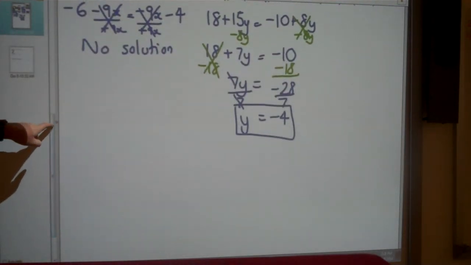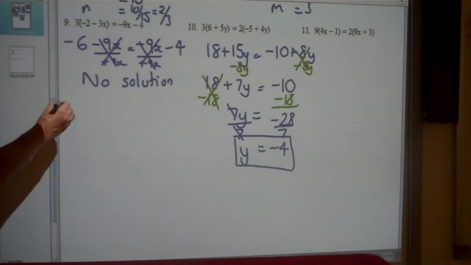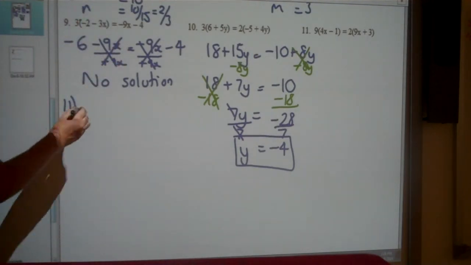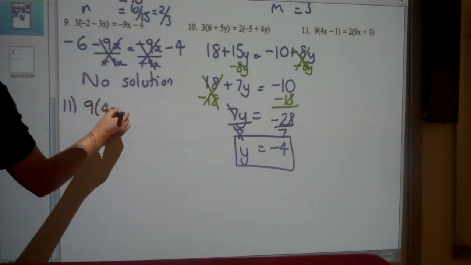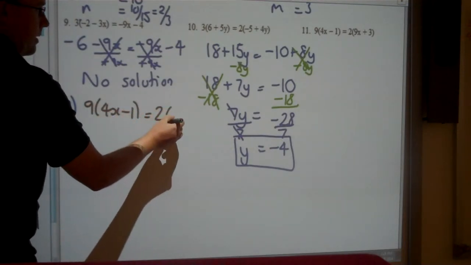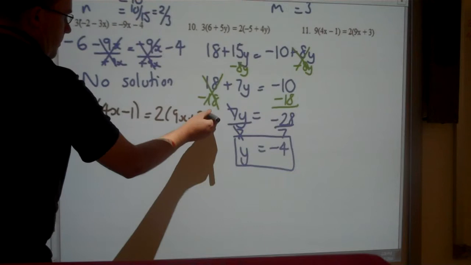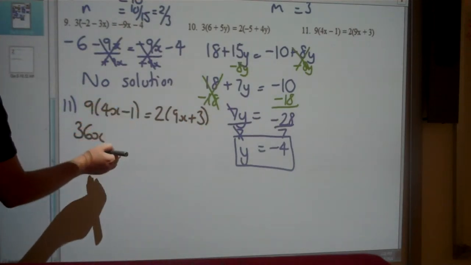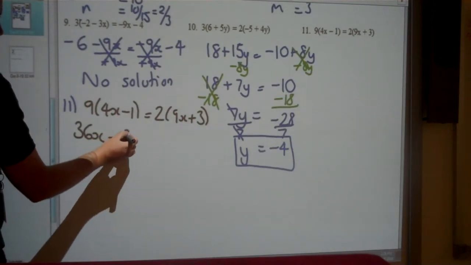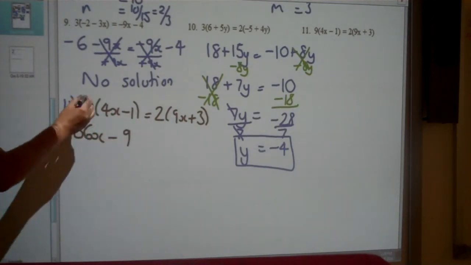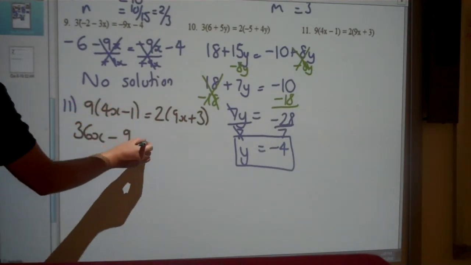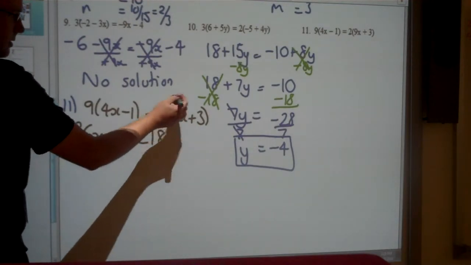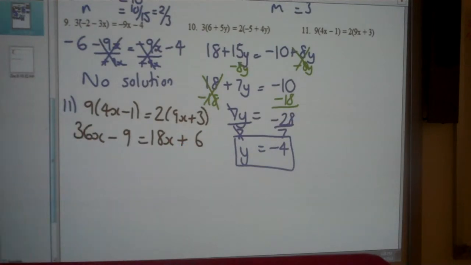Question 11, I'm going to do on the left hand side of the board as I've got a little bit more room over here. So I'm going to distribute, I'm going to write the question out first, just so it's all together. So 9 times 4x is 36x, 9 times 1 is 9, and it's negative, so I can do that. Or I could just say 9 times negative 1 is negative 9. 2 times 9 is 18, so 18x, and 2 times 3 is 6.